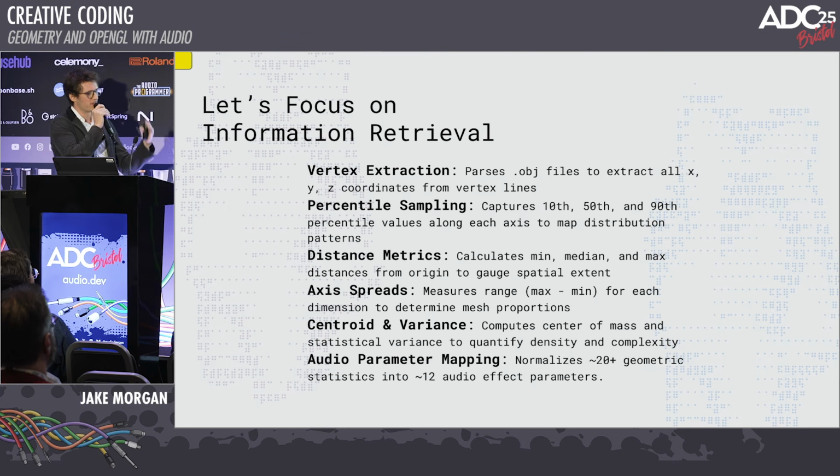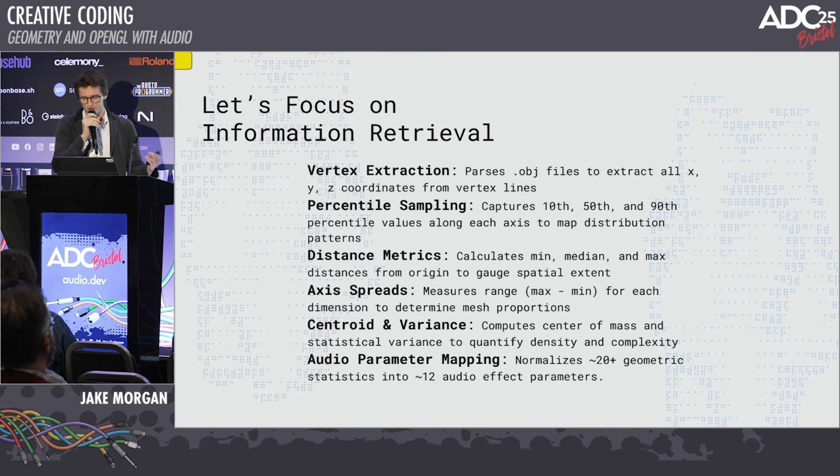Centroid invariance, this is where things can get complicated, but also very cool. We'll compute the center of mass and statistical variance to quantify some density and complexity. So in that example, I had that stretchy shape, not as uniform as that cloudy goopy shape. So we're going to get a much more intense feedback network and more distortion with that. And then moving on, we're going to map all that to some audio parameters.